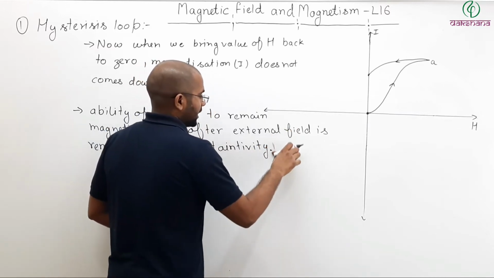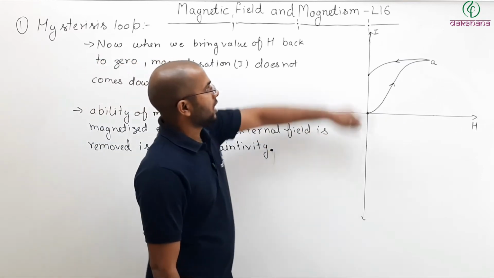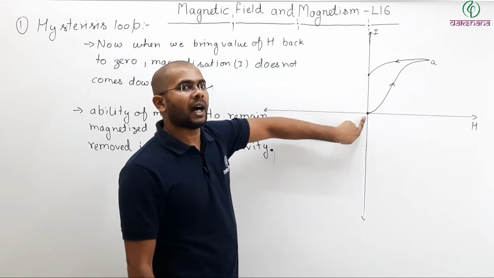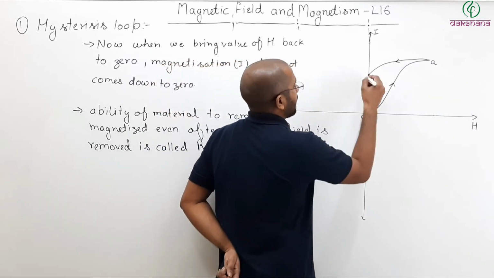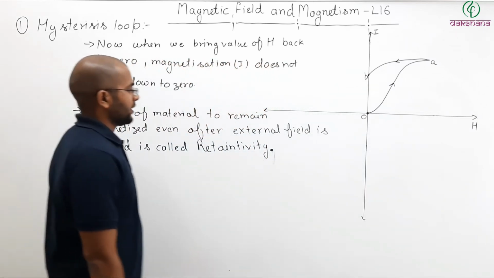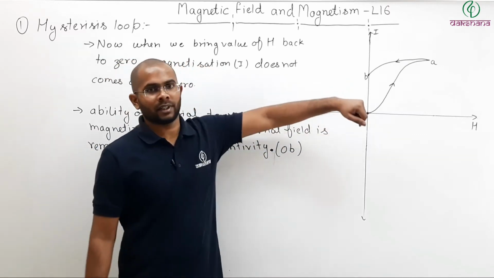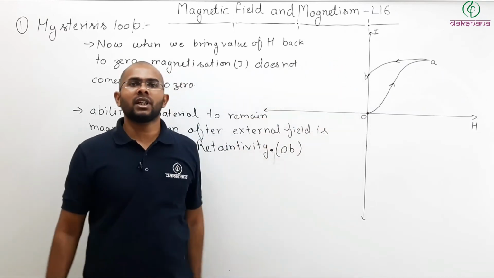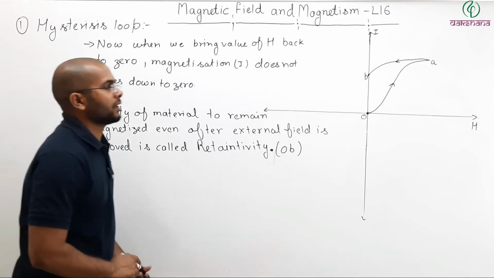Now retentivity can be shown as follows. Higher the magnetic intensity left when your H becomes 0, higher is the retentivity. So if I say this is the origin and this is point B, then OB will be called retentivity. OB is your parameter of retentivity. Higher the OB length, higher will be the retentivity. So that is your retentive property.